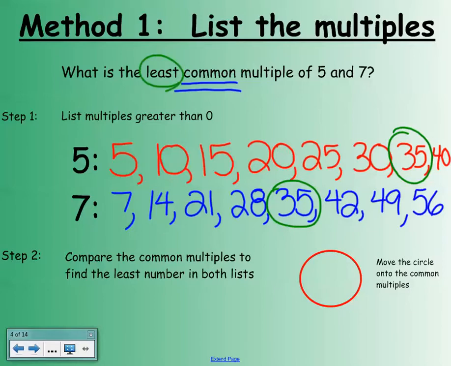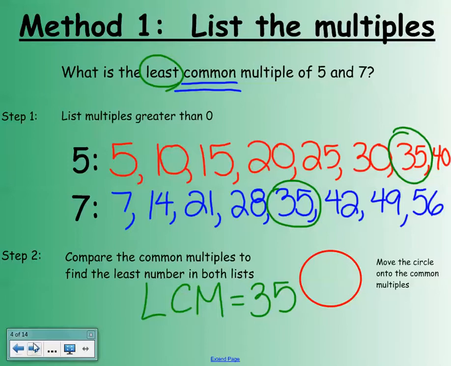Well, the smallest number that they have in common is 35, so your LCM, which is least common multiple, would equal 35. So that would be one method. Now, listing the multiples worked really well with these numbers because these were small numbers that we knew our multiplication times tables for. However, sometimes my numbers are going to be really large, so we need another method.